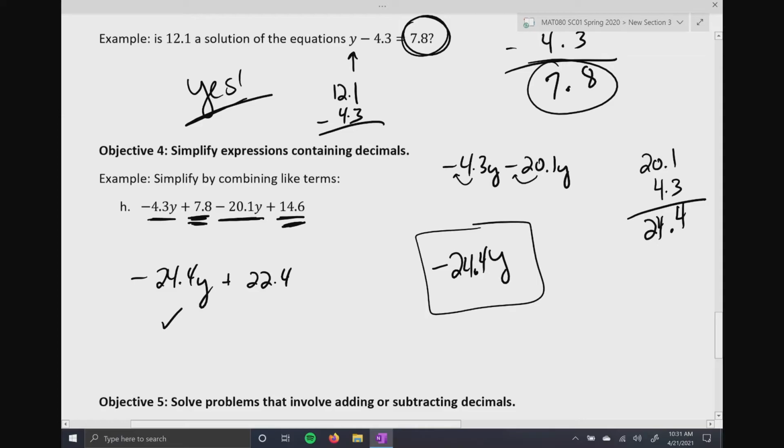Now, do the same thing with the constant terms. The signs in front are both the same. So I'm just going to add 7.8 and 14.6 together. 8 and 6 is 14. Put a decimal and carry the 1. 1 and 7 is 8. Plus 4 more is 12. Carry the 1. And 1 and 1 is 2. So, Mike, good job.